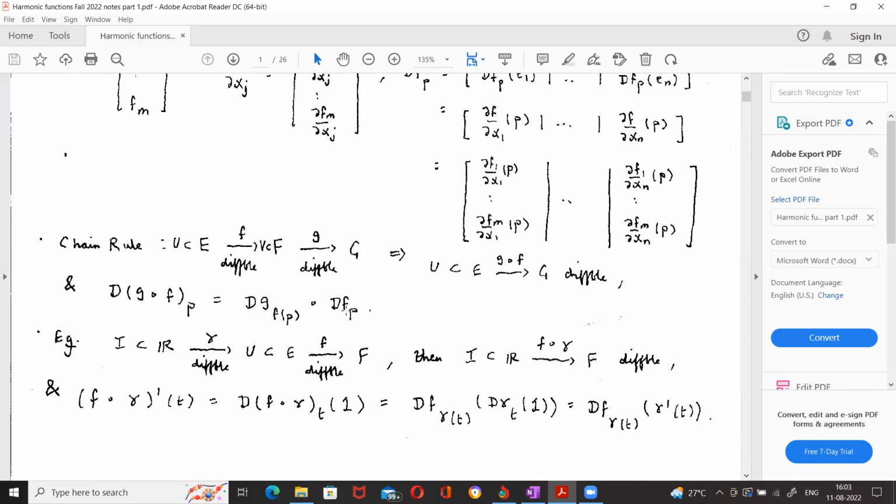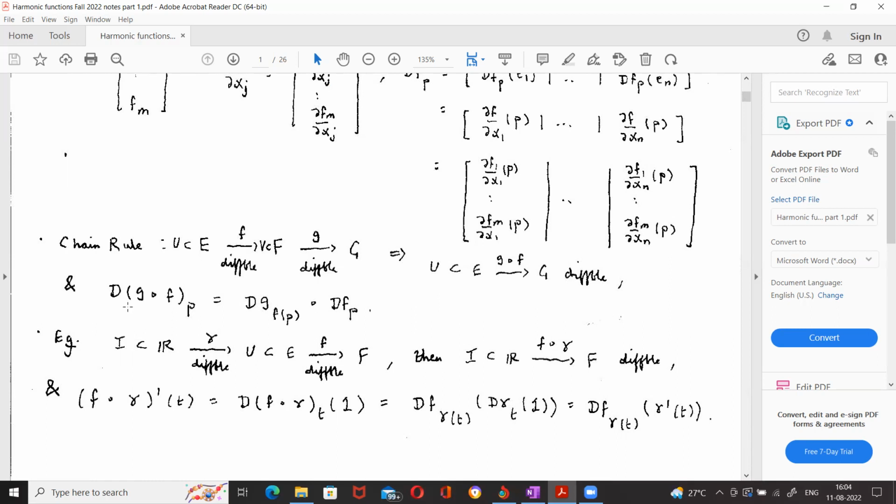Okay, so intuitively what this is saying is that df at p is the best linear approximation to f near p, and dg at f of p is the best linear approximation to g near f of p. And so it's natural to expect that the best linear approximation to g composed f would be given by composing the best linear approximations to g and f. Okay, and that's what the chain rule tells you.